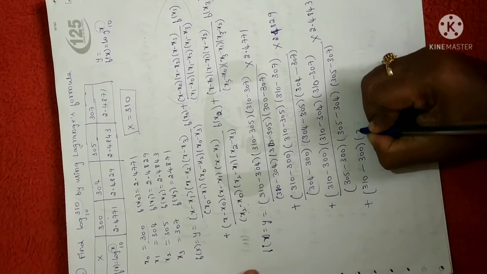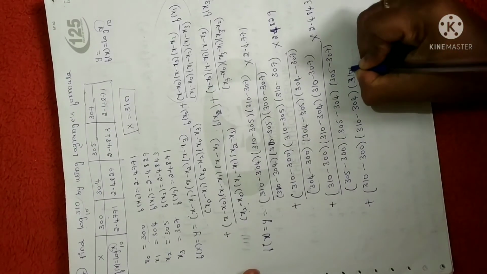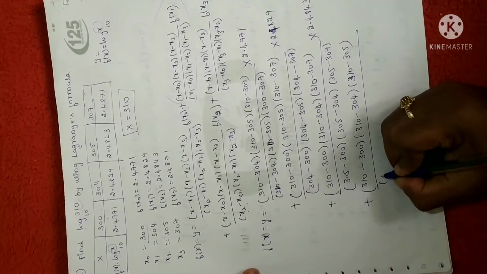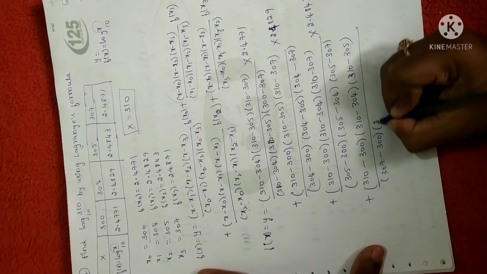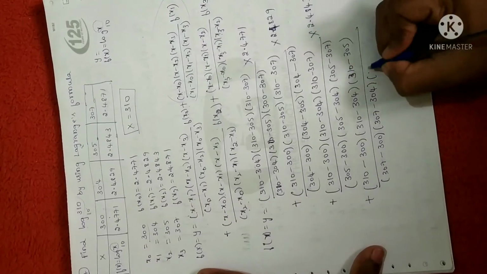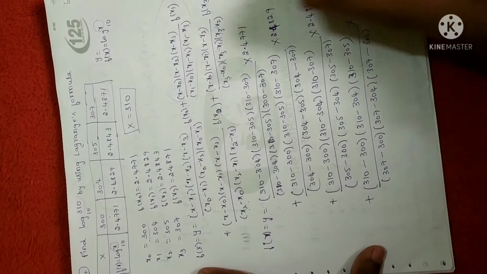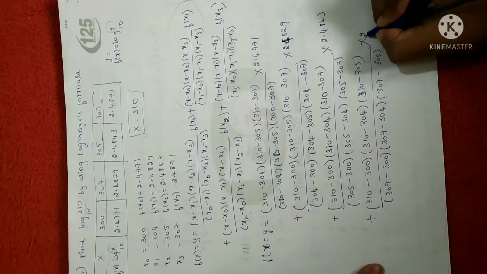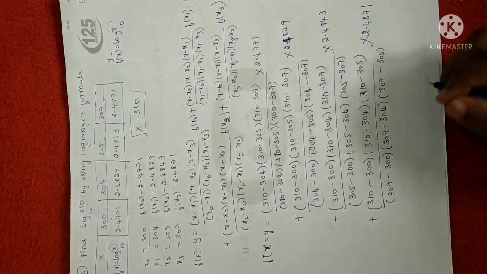x is 310 minus x1 is 304. x is 310 minus x2 is 305 divided by x3. x3 is 307 minus x naught is 300. x3 is 307 minus x1 is 304. x3 is 307 minus x2 is 305 into f of x3. What is the value of f of x3? f of x3 is 2.4871. Clear? Now we need to simplify each and every term.